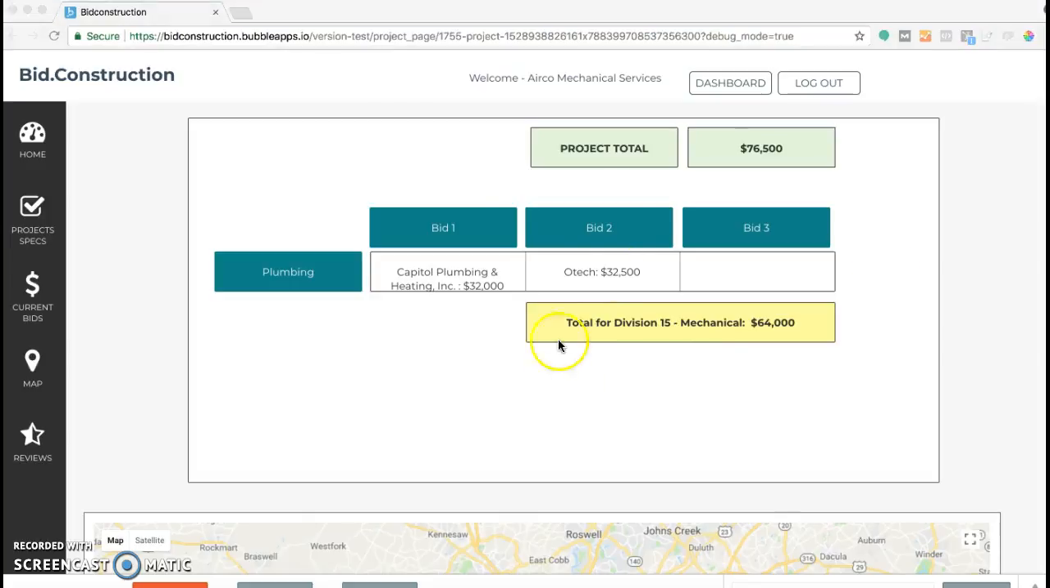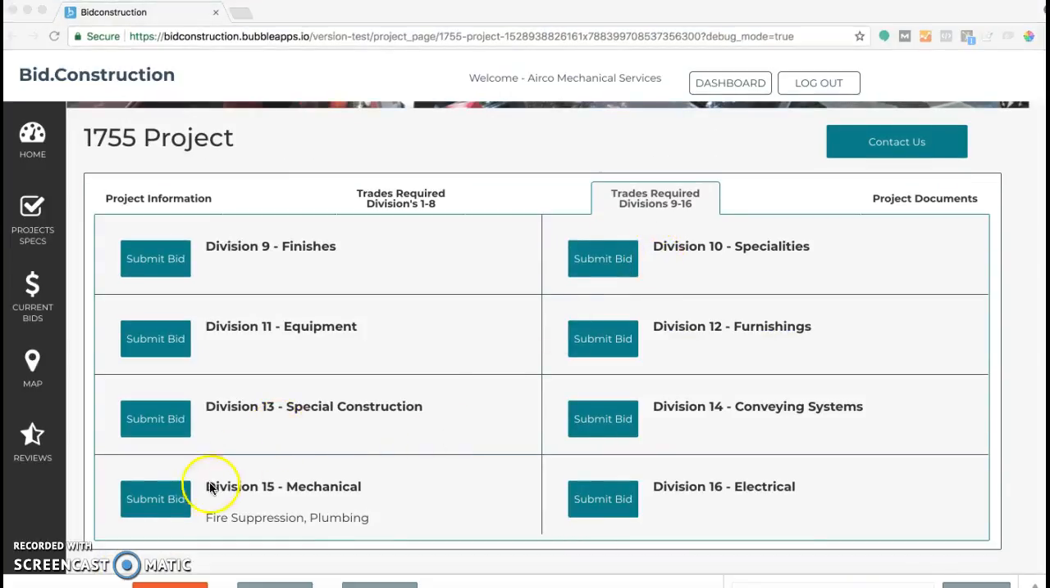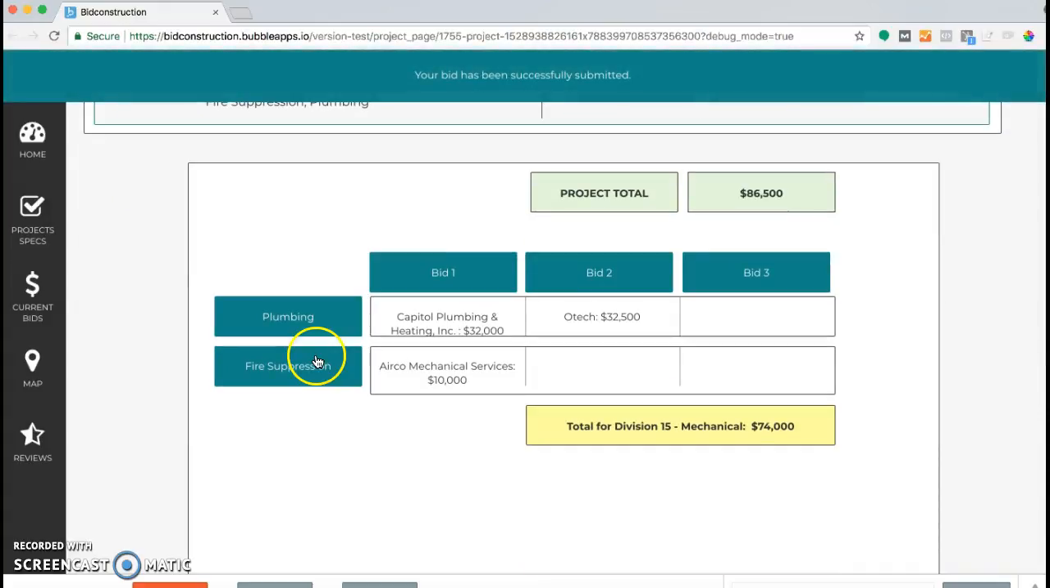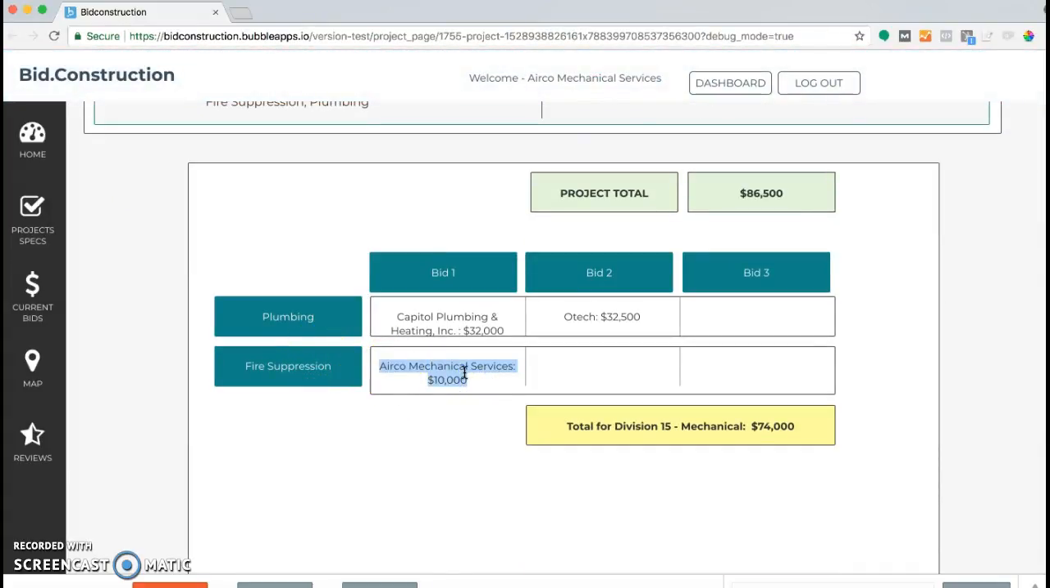So I'm just going to throw it back in there really quickly. Throw a number. Let's say, hypothetically, this is zero and there have been no bids at all. We just need plumbing, all of their bids, and then fire suppression and blank, blank, blank. Then I'll know as the general contractor, oh, I have fire suppression, but I have no bids right now, so I need to go find subcontractors.